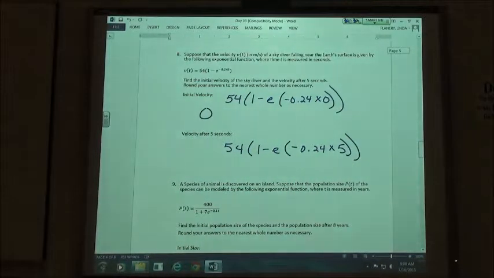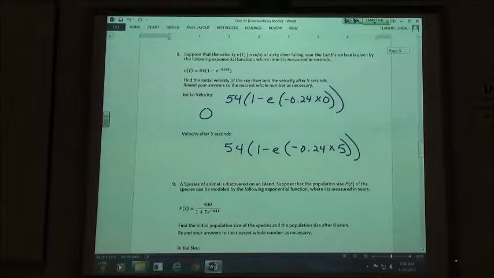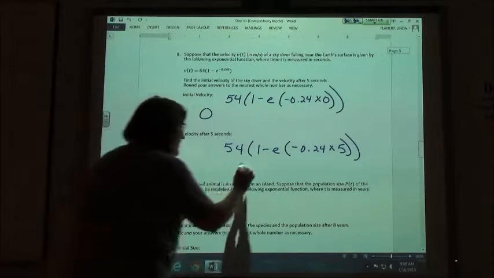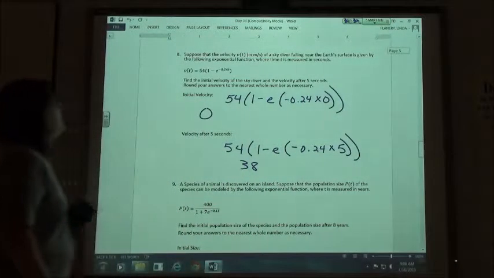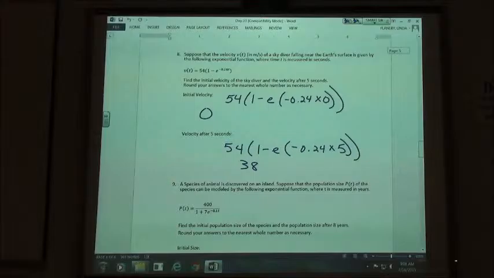That one I better figure out. Parenthesis. And we're rounding to the nearest whole number. I got 38 also. So 38 meters per second is how fast he falls.